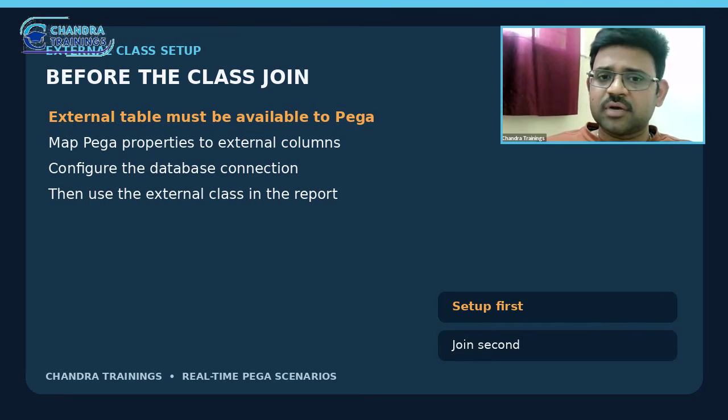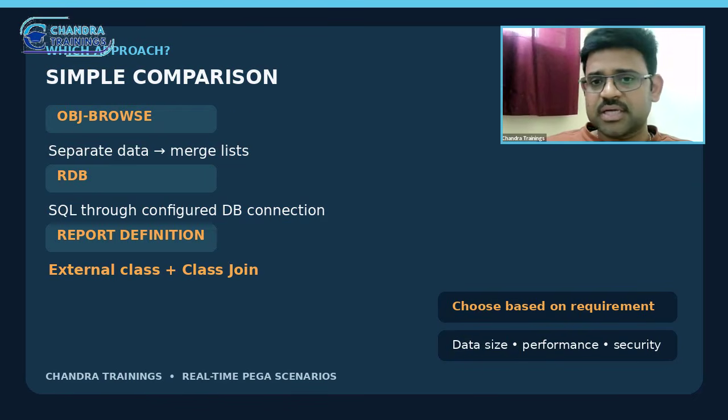Now imagine an interviewer is asking you, can you get data from a Pega table combined with an external table? Don't simply say yes. You can answer yes, depending on the requirement, we can use an activity with Obj-Browse or RDB, or a report definition with the appropriate external class and joining setup, and then explain why you selected that particular approach.